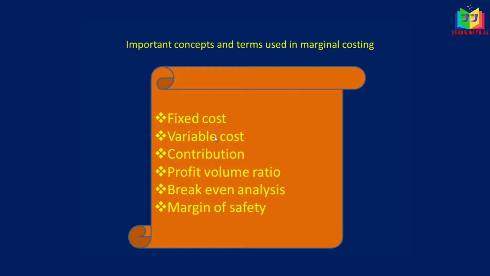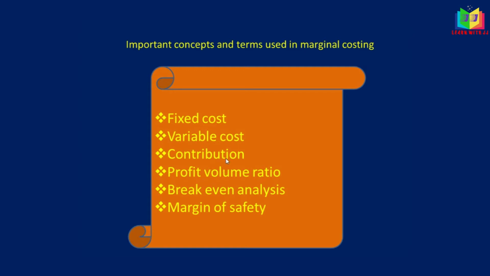The next one is variable cost, and this cost will increase or decrease according to the proportion of the sales, according to the output. If the output increases, this variable cost will increase, and if the output decreases, this cost will decrease. This is also known as product cost or marginal cost. The examples for this variable cost are direct material, direct wages, direct expenses and other variable overheads. That is, this cost will vary according to the sales.